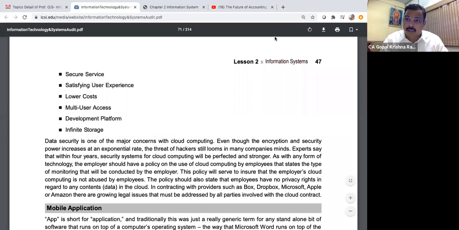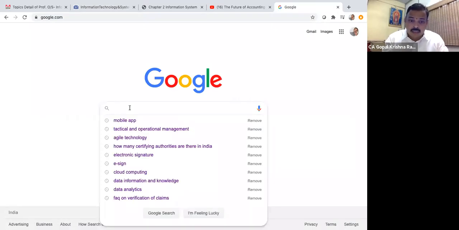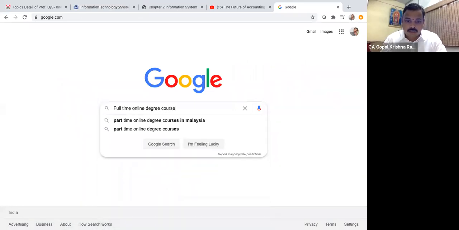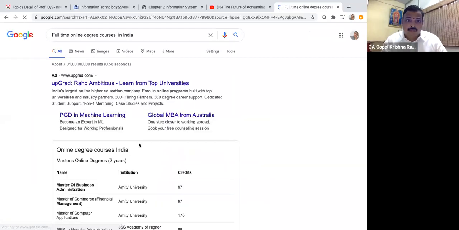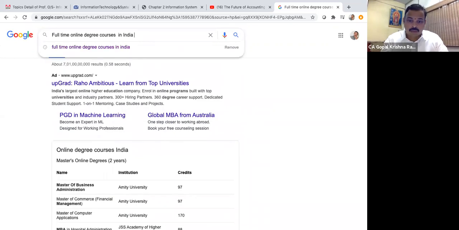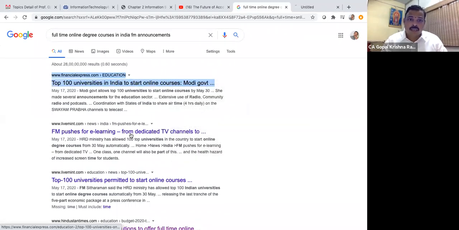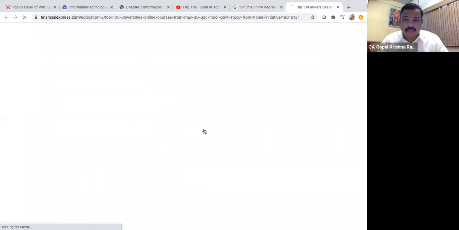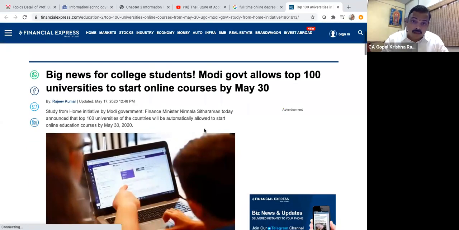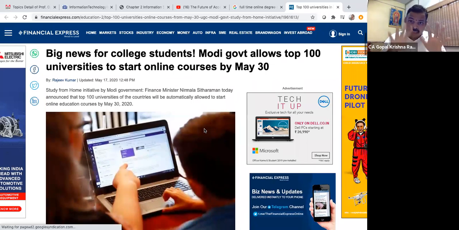And please look at this. Madam Sitharaman has announced full-time online degree courses in India. This was announced in the FM announcement. Please look at this: top 100 universities, learning. And how much has been allocated for these full-time online degree courses? 99,700 crores in this budget they have allocated.